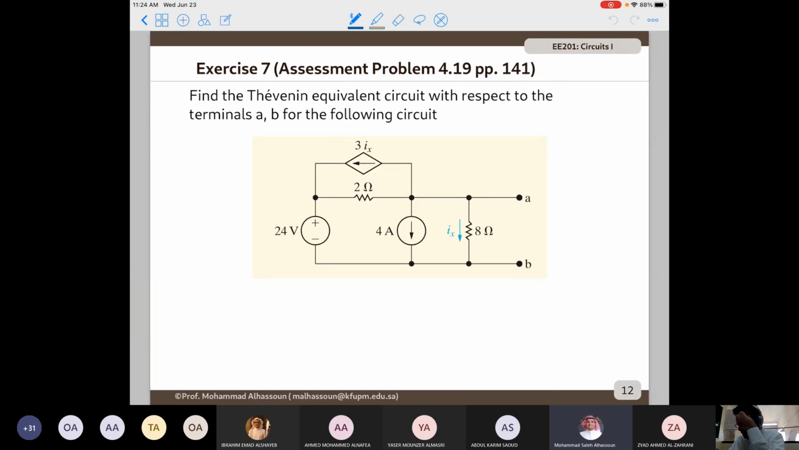So here we are asked to find the Thevenin equivalent circuit with respect to the terminals A and B. Again, the very first step is to find the Thevenin voltage.